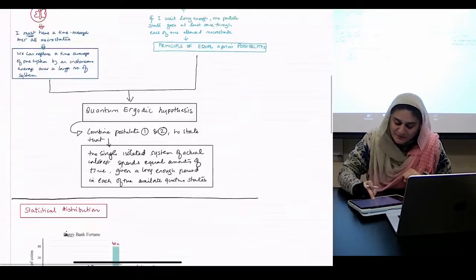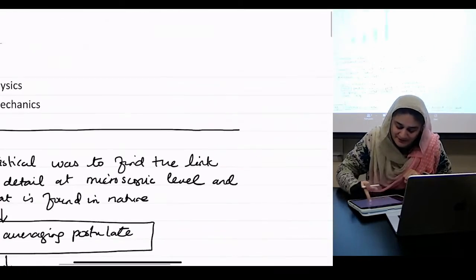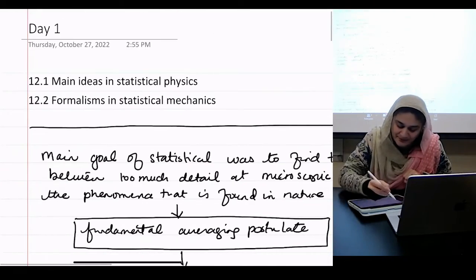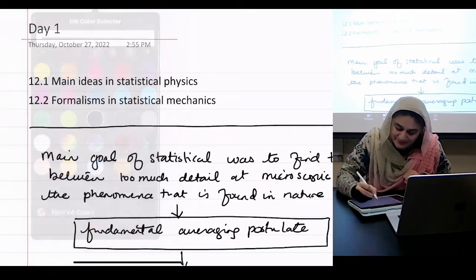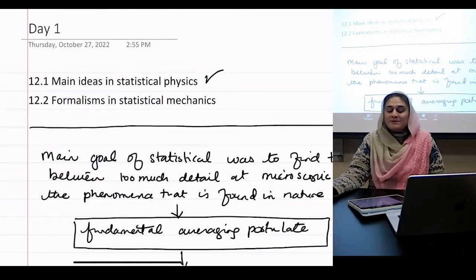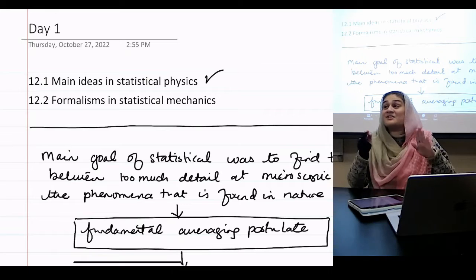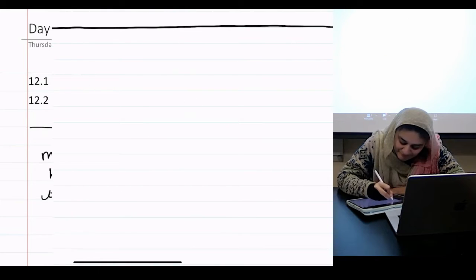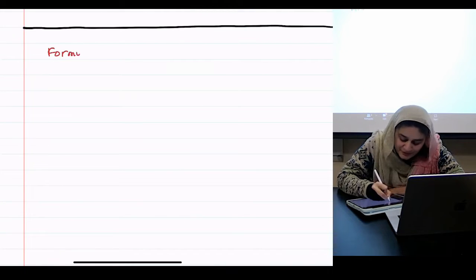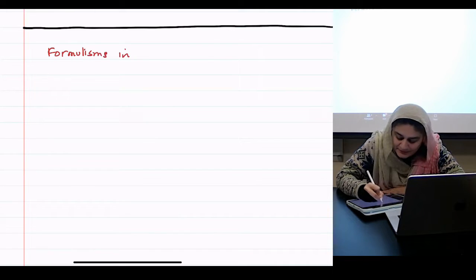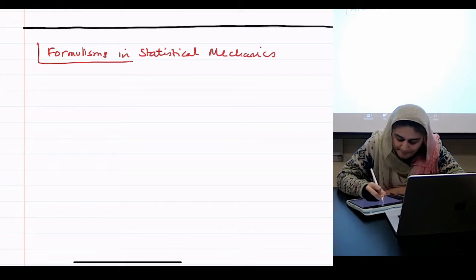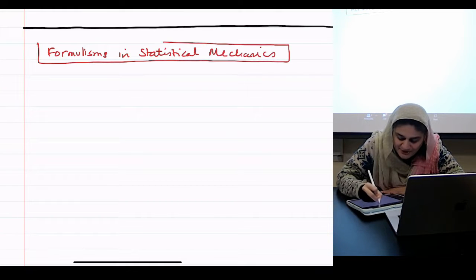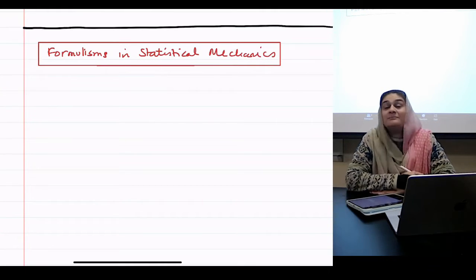Next point. So we're done with part one for today. Yeah, we're done with this part. Now we need to do formalism and statistical mechanics. This is when the fun starts. So let me tell you about this history.